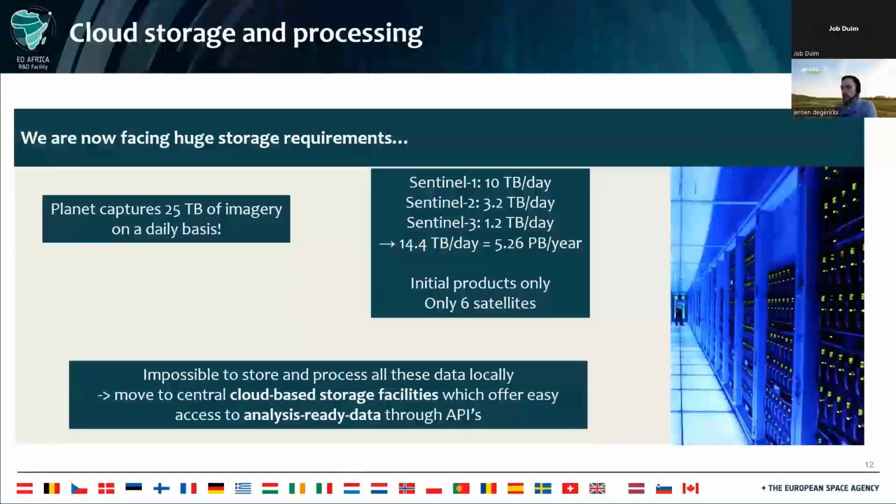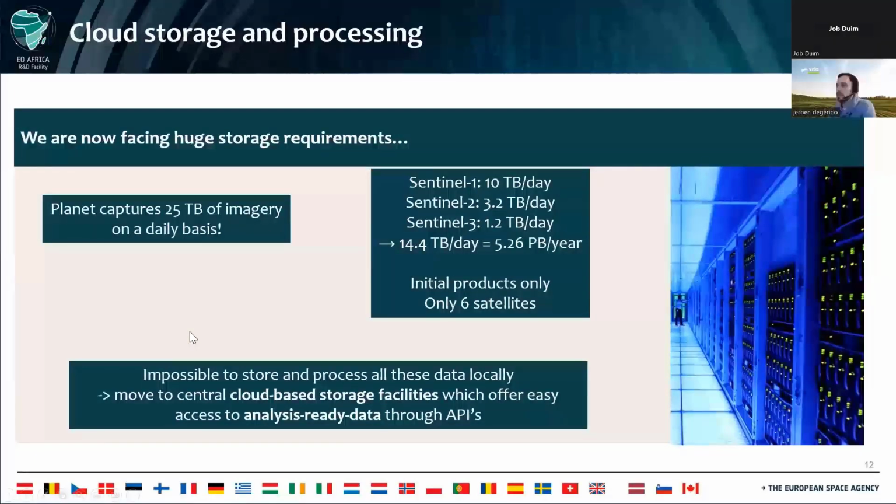Okay, so we have all this freely available satellite data, but we are really facing these huge storage requirements. Just to give you an idea, Planet, which I mentioned earlier, that constellation of sensors captures 25 terabytes of imagery every single day. For Sentinel-1, it's 10 terabytes. For Sentinel-2, it's also a few terabytes.